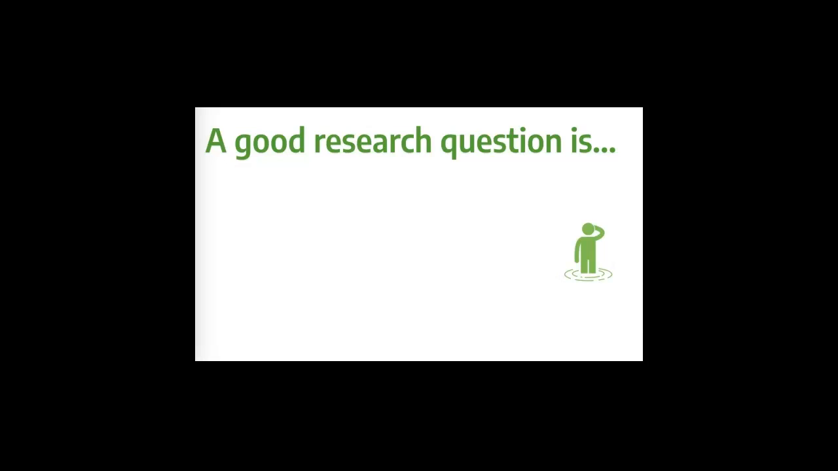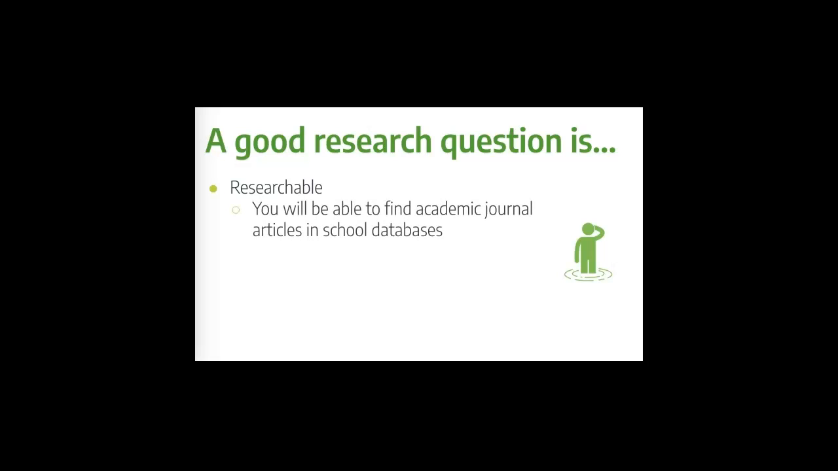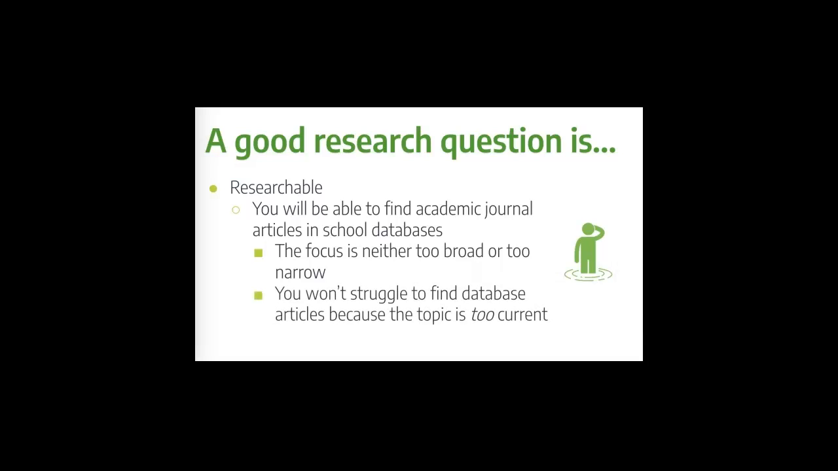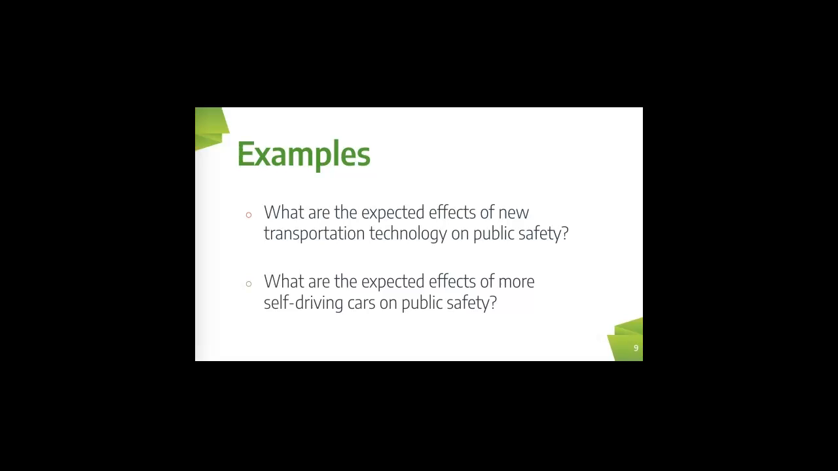Next feature, a good research question is researchable. This really comes down to you being able to easily locate articles the school databases provide that help you to answer your question. If your question is too broad, you'll be swimming in too big and deep of a pool. If it's too narrow, you're going to have trouble locating enough articles. You'll also have trouble with researching using school databases if the topic of your question is too current. If you can only find source materials with a Google search, you've selected a topic that is either too current and possibly too narrow.